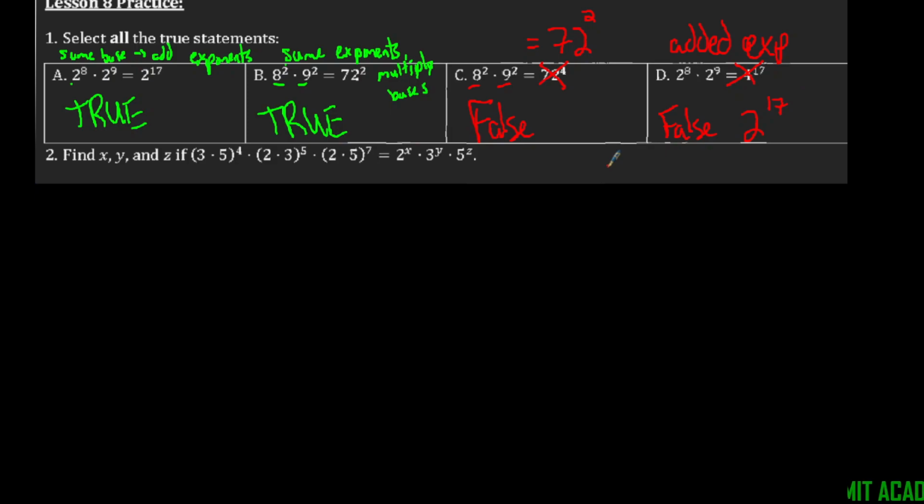And then for number 2, it says find x, y, and z if 3 times 5 to the 4th power times 2 times 3 to the 5th power and times 2 times 5 to the 7th power is equal to 2 to the x, 3 to the y, and 5 to the z. So what we can do is we can kind of group these together. So what I'm going to say is this: group same bases together.